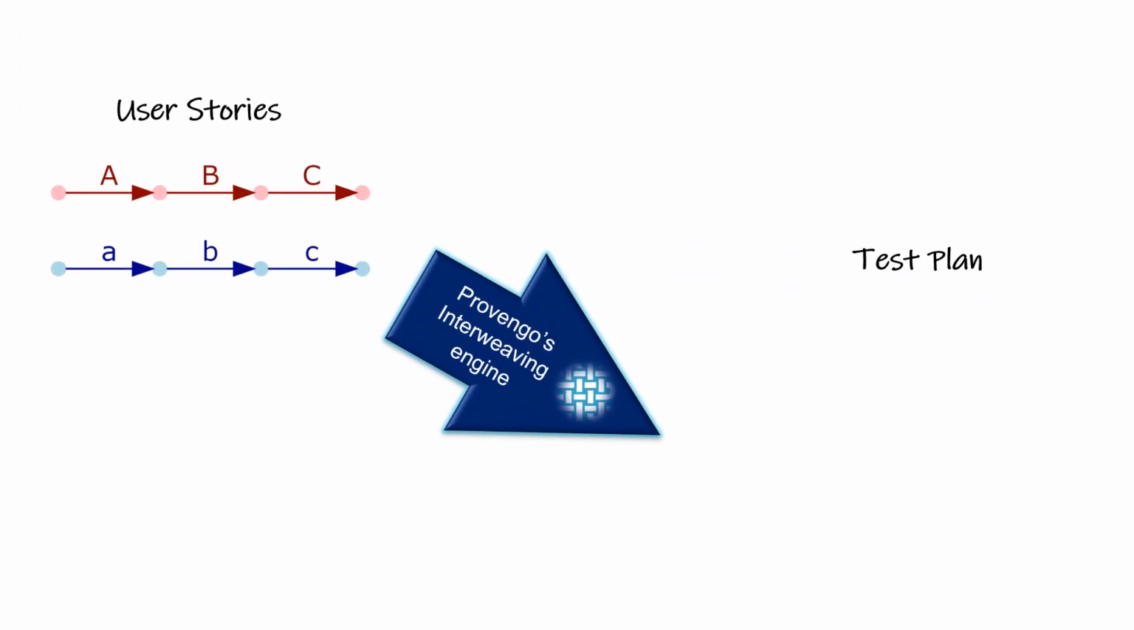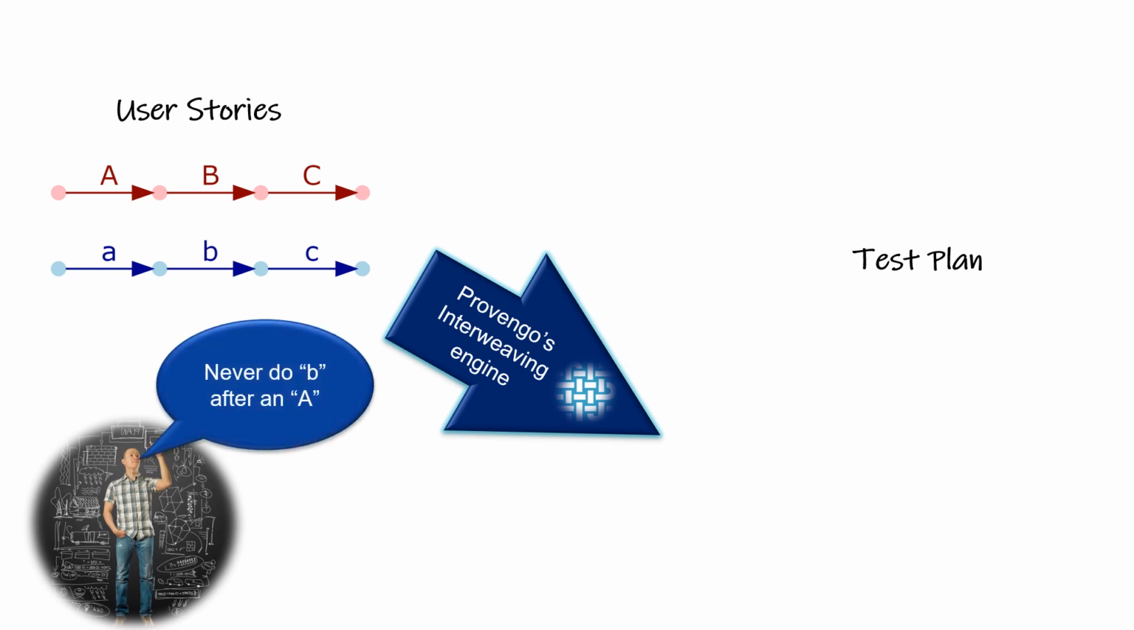But things may get interesting. Parallel sessions may interact. Imagine, for example, that a business owner tells us that we are not allowed to do lowercase b after an uppercase A. We now have to be more careful with our test plan.